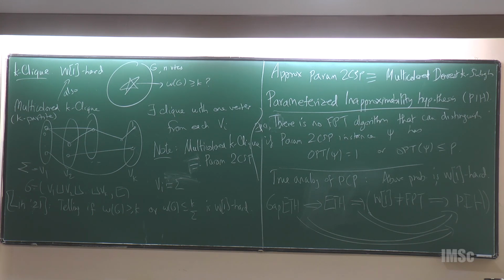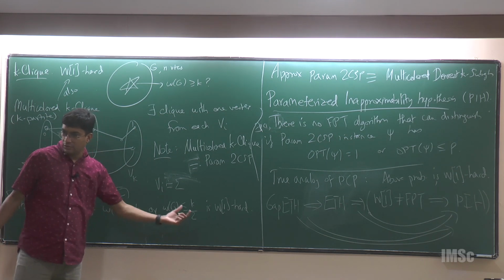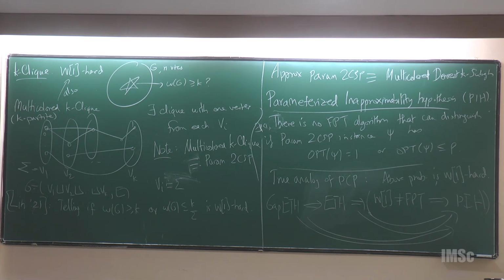And there have been some follow-ups which have further simplified Lin's result and also got much bigger gaps. Even by this point, I think the gap is like k to the 1 minus little o of 1 or something, at least some k to some power. So you can put some k to the 0.1 here, I think. Because clique is much harder to approximate.